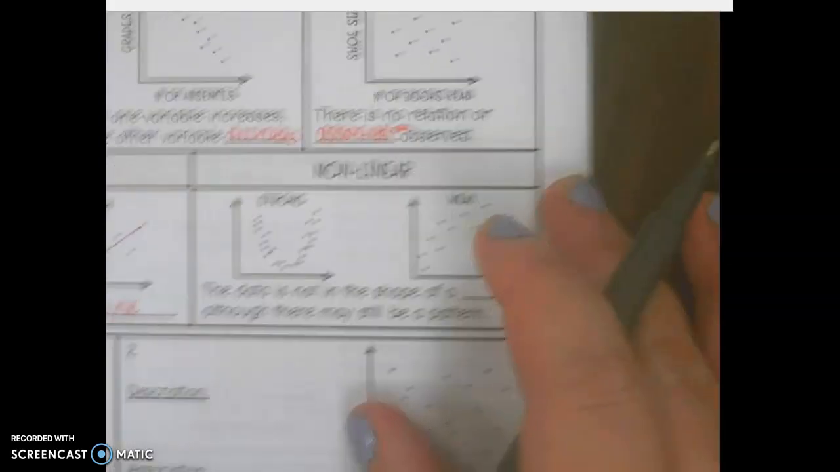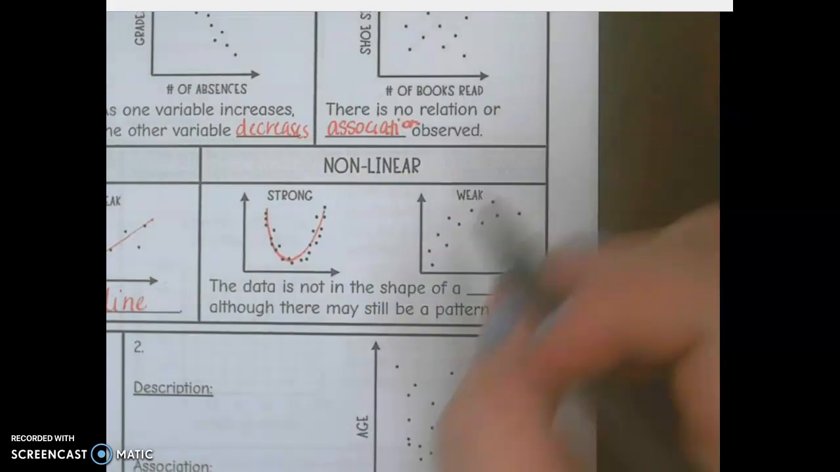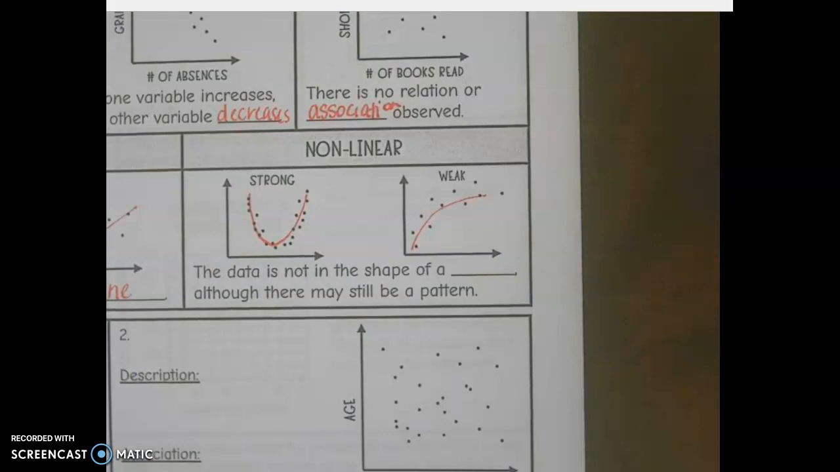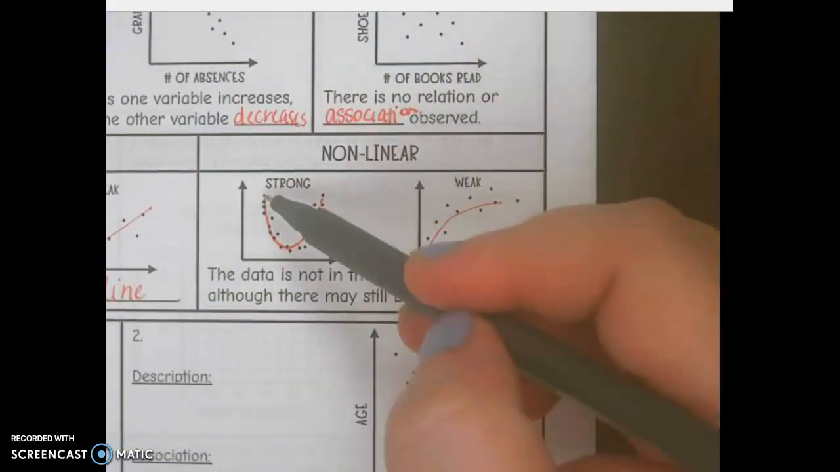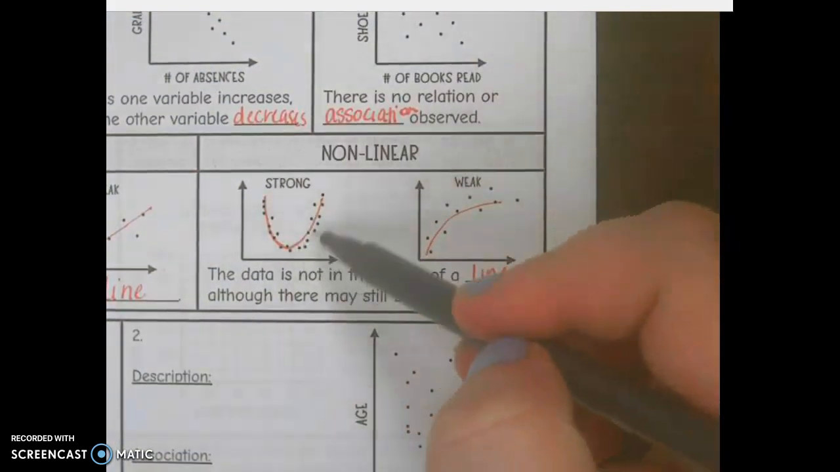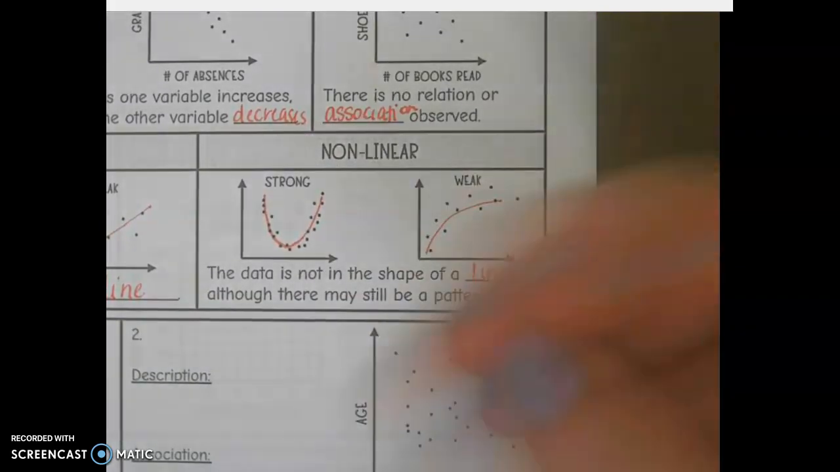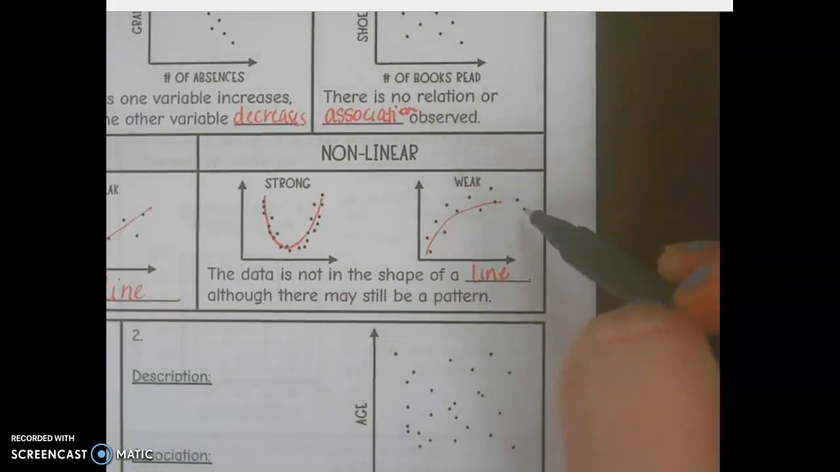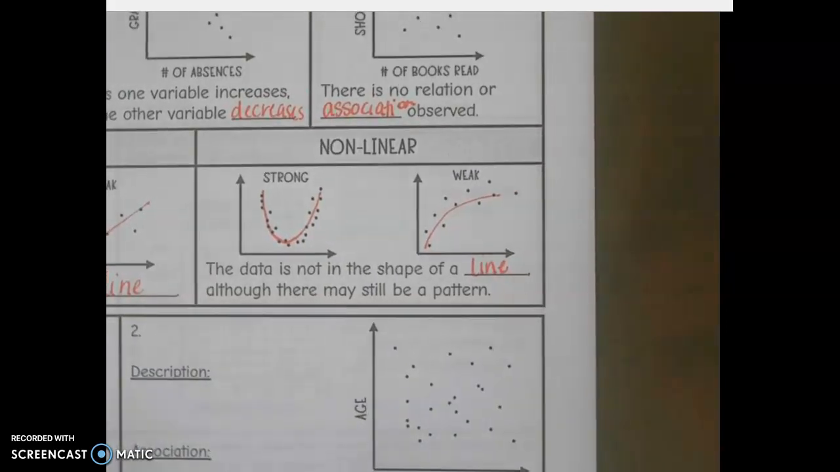Then we have nonlinear. You can see it makes a U-shape, or this one makes half a rainbow, I guess, an arc. The data is not in the shape of a line, although there may still be a pattern. We can see there's still a pattern here. It's still close to each other. It's not linear. It doesn't have a linear relationship. This one is a little more spread out, scattered, but we still see there's a little bit of a pattern.